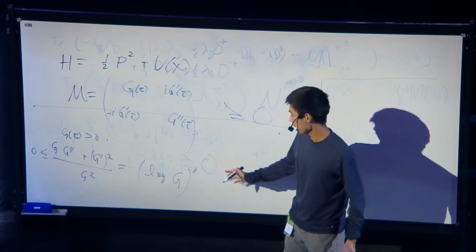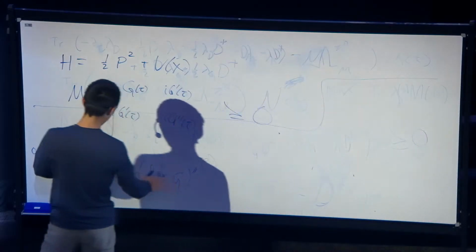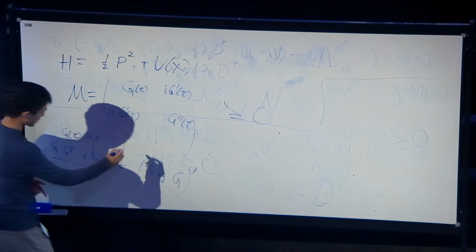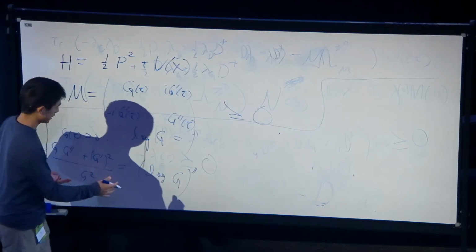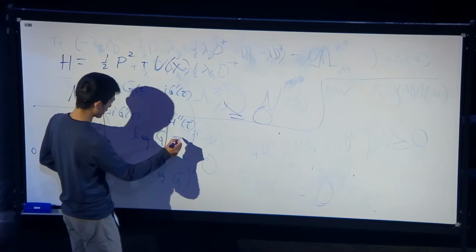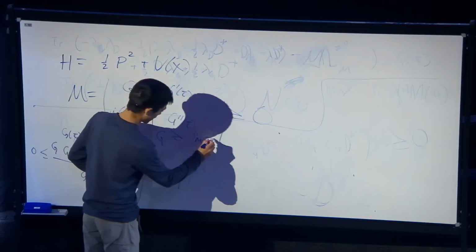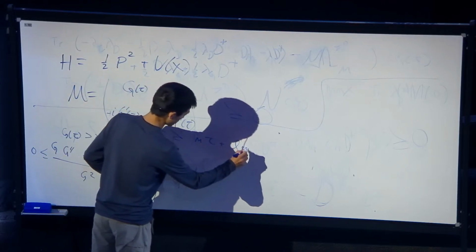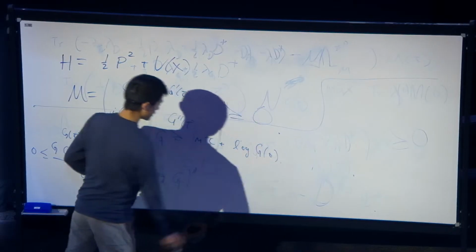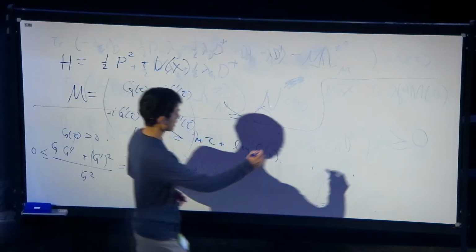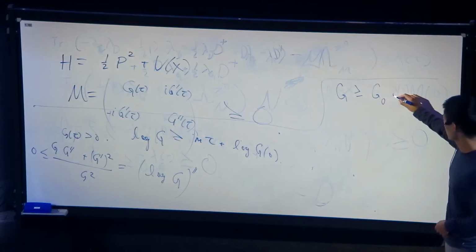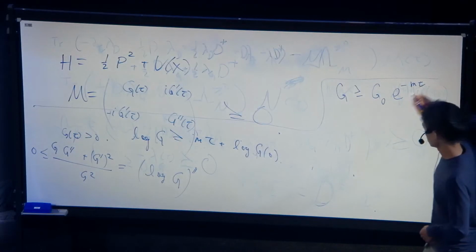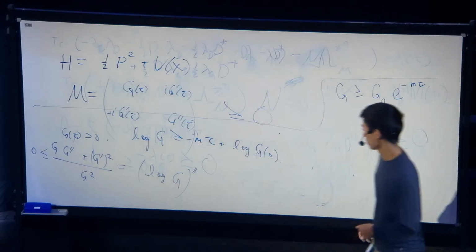So we can derive a bound. The bound would be when it's equal to 0. When it's equal to 0, we know that log G at most is a linear function. What we've derived is that log G is at most m tau plus log G of 0. We can rewrite this as G is bigger than or equal to G0 e to the minus m tau. By convention, I put a minus sign here.